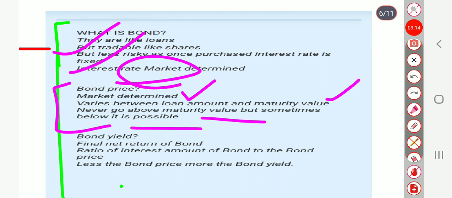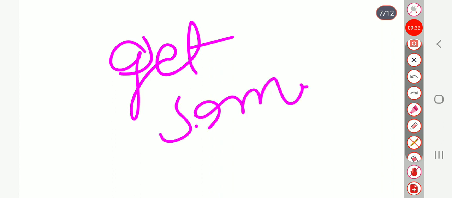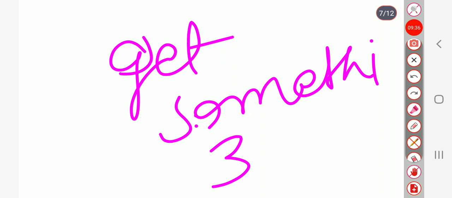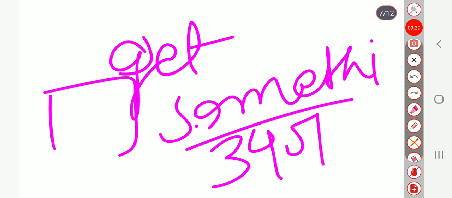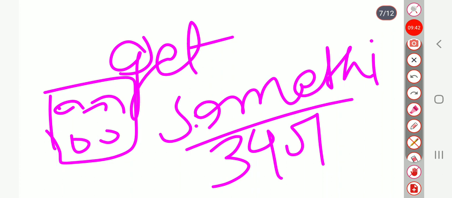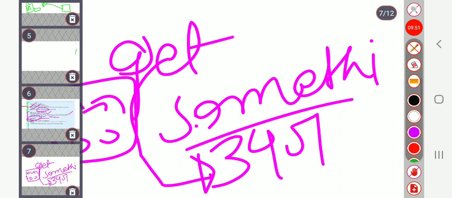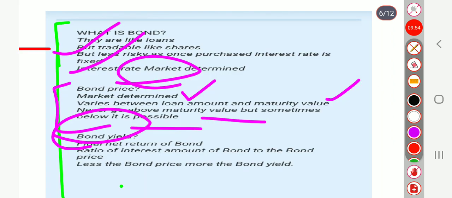Then the third concept that comes is, what is a bond yield? Yield is a term we use for what we get from something after a period of time. The Hindi word is upaj. Upaj means we sow a field, and what we get at the end is known as yield, the exact amount, the net you can say. So the exact word is like the net return of the bond.